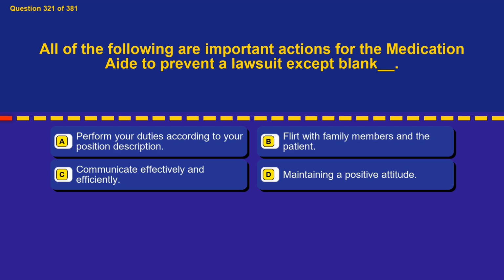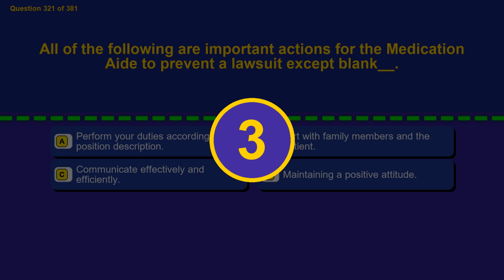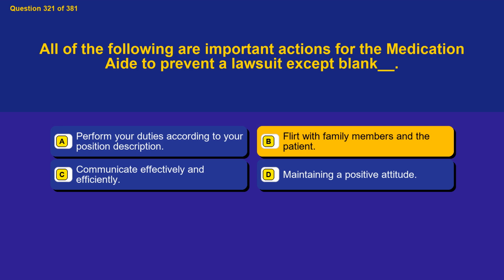Question 321. All of the following are important actions for the medication aide to prevent a lawsuit except blank. Option A, perform your duties according to your position description. Option B, flirt with family members and the patient. Option C, communicate effectively and efficiently. Option D, maintaining a positive attitude. The correct answer is option B, flirt with family members and the patient.